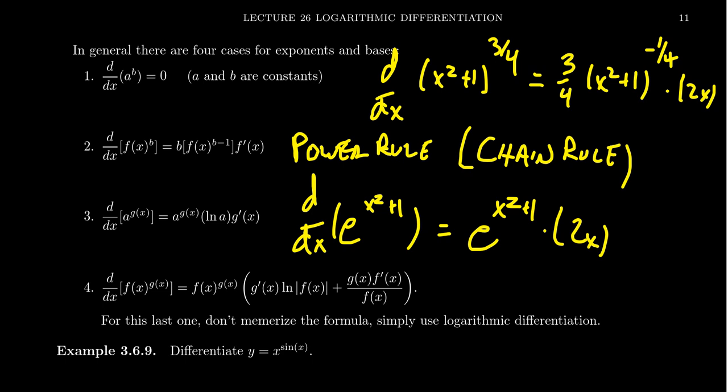And if your base was some other base, like base 2 or base 3, it would be essentially the same calculation, but then you have to multiply by the natural log of 2, the natural log of 3, whatever the base is. You have to pay the tax there. So just treat it like an exponential function using the chain rule.